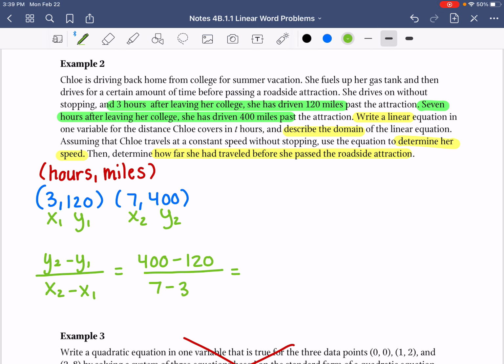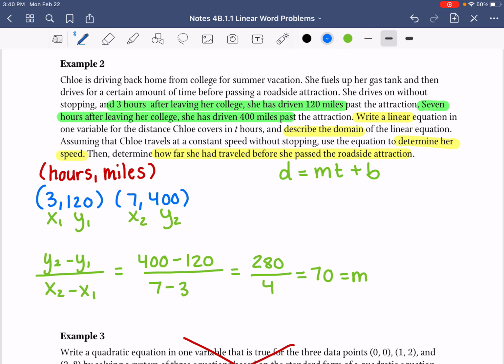400 minus 120, no, I'm not using my calculator, but it's 280. 280 divided by 4, well, 28 divided by 4 is 7, so it would be 70. So that is the slope part of our equation, right? But we're not using y equals mx plus b. We're using its time and her miles. So it's distance for miles, and her time is in hours, plus b, like that.